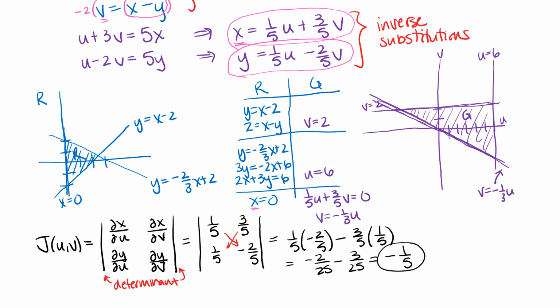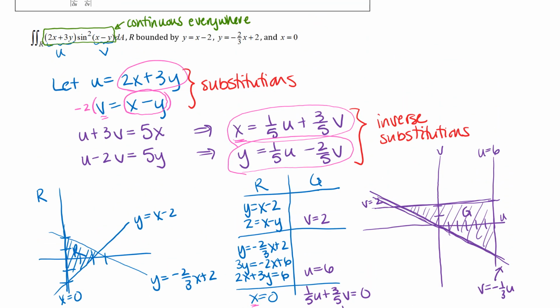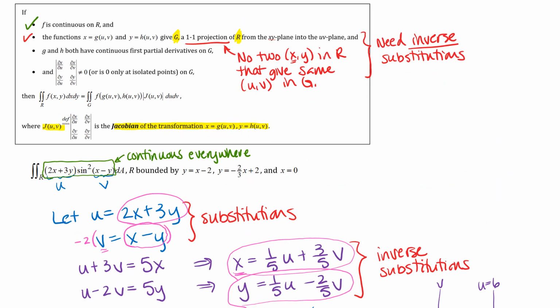The conditions in the bullet points, let me scroll back up here, say that g and h both have continuous first partial derivatives on G. So in calculating those first partial derivatives for that matrix, I actually found them all. In this case, they were all constants, so that was met. And then it says that the determinant of that matrix has to be not 0, or 0 at only isolated points on G. Ours was negative 1/5, so that is not 0. All right, so that condition is met as well.